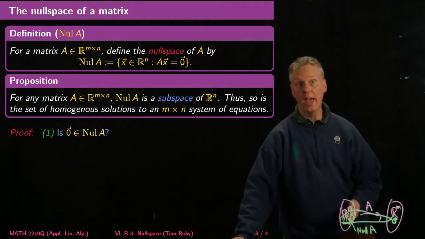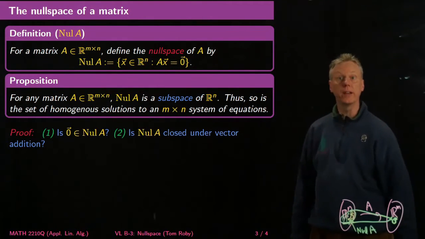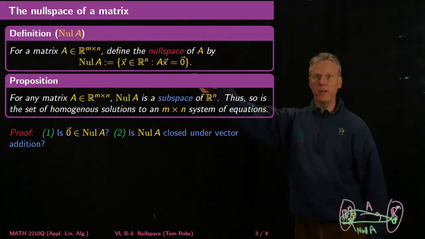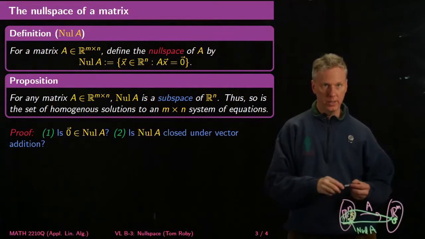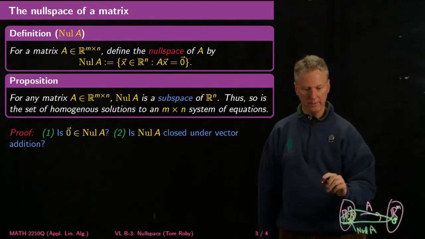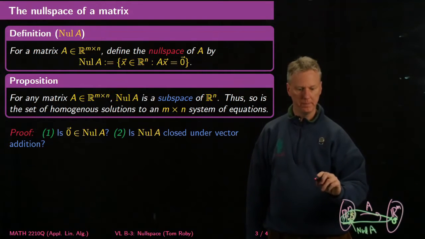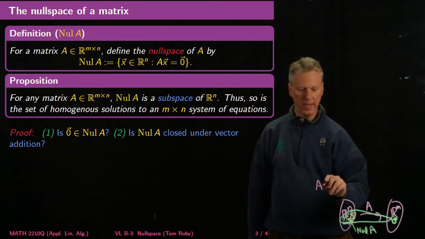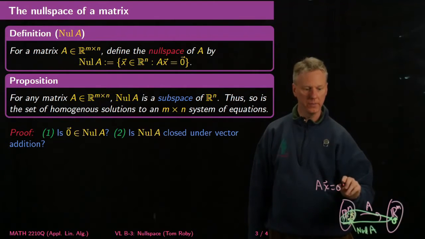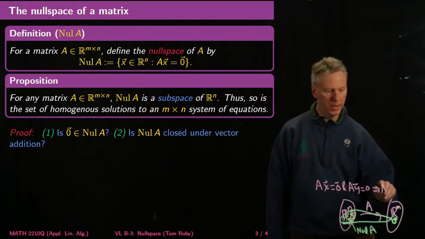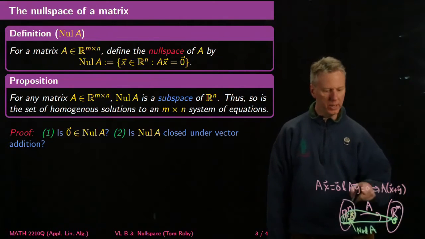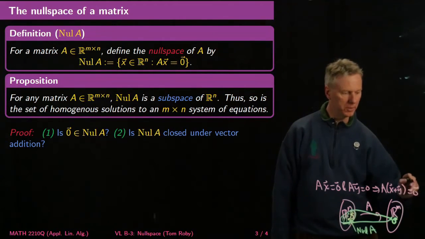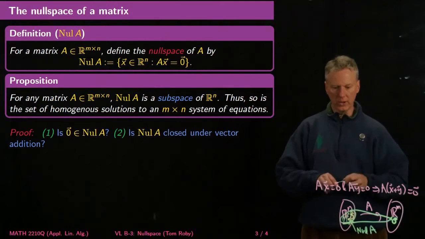Now, is it closed under vector addition? Is it true that if I have two vectors, x and y, that both get sent to 0, then their sum gets sent to 0? Well, that's pretty straightforward. If Ax equals 0 and Ay equals 0, then we know that A(x + y) is just equal to Ax plus Ay, so this will also be 0. So that means it's closed under vector addition.